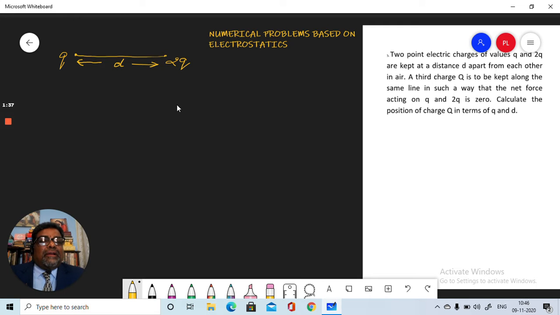And it's in air. A third charge q is to be kept along the same line in such a way that the net force acting on q and 2q becomes 0. Let this point here we add q so that the net force of the system is 0. Then I make a statement here for equilibrium.